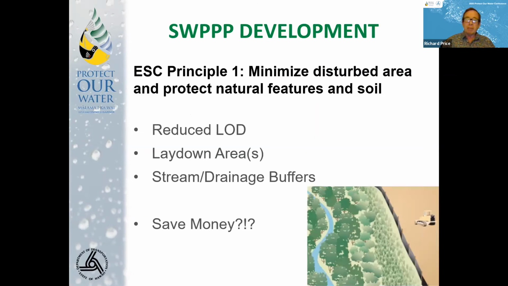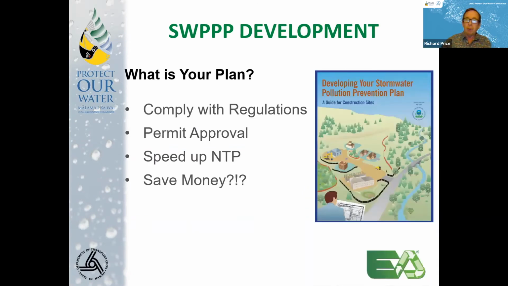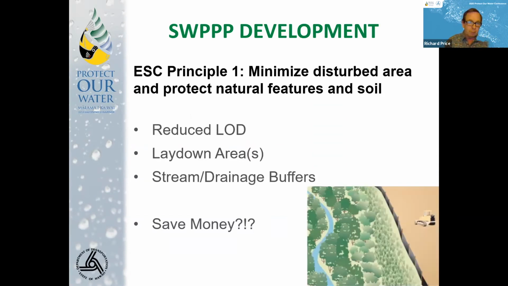And for this next section, again, I'm going back to our EPA guidance document, Developing Your Stormwater Pollution Prevention Plan, and they line out 10 primary principles, and I'm going to go through these one by one and just talk a little bit about how you can incorporate them into your construction planning, and also how they might be able to save you money.